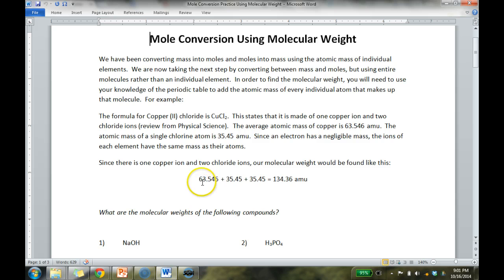So down here I have 63.546 representing the single copper ion. I have 35.45 plus another 35.45 for the two chlorine atoms. So the total molar mass for this compound is 134.36 AMU. And so AMU stands for atomic mass unit, but we've been just looking at it as 1 mole equals 134.36 grams. We're using that as our conversion factor. So in order for us to use this later on, then we need to be able to identify those particular compounds and figure out what the masses of those compounds actually are.